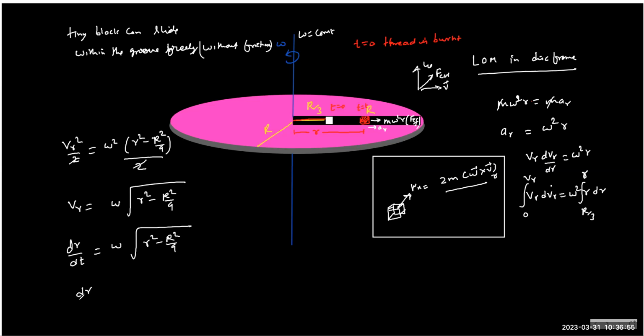I hope you know integration by now. When t is 0, R is R by 3. So can you find R as a function of time t? This is not difficult. Come on, you can do it. You all know integration? Do it.